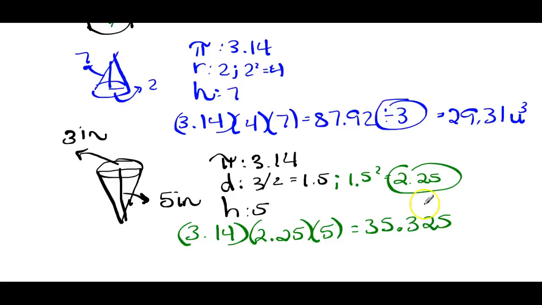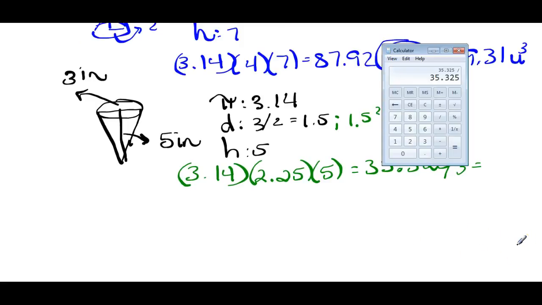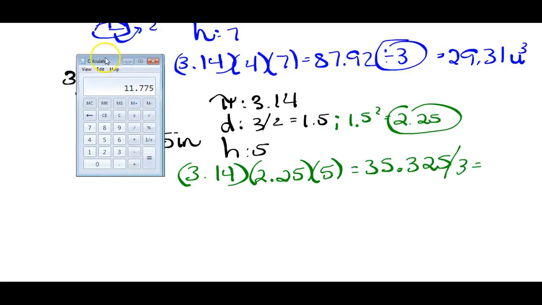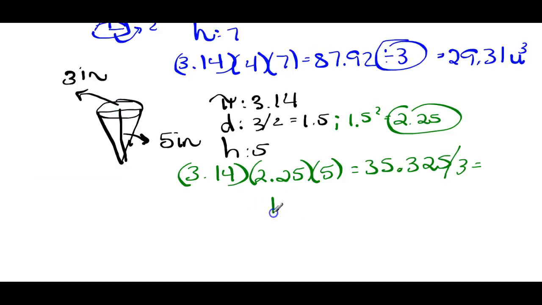35.325. But because this is a cone, remember, it's only a third as much as the cylinder, so we have to divide it by 3. Don't forget that part. That's really important. So then we're going to take this and divide it by 3, and we get 11.775, or what I might do is round this to 11.78. So 11.78 is going to be units cubed.